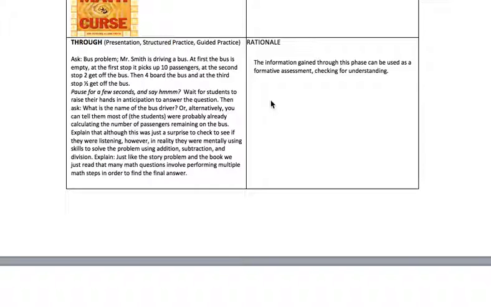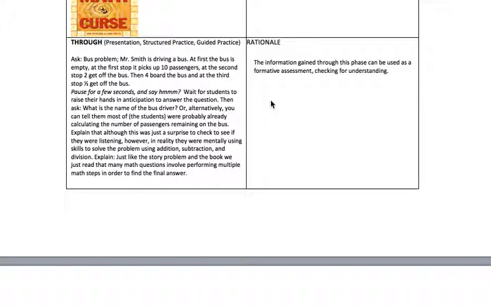Or you can alternatively tell them that most students were probably already calculating the number of passengers remaining on the bus, because it's in a classroom situation, most students will be doing it. So I'm going to explain that although this was a surprise check to see if they were listening, in reality, they were mentally using skills to solve the problem using addition, subtraction, and division.